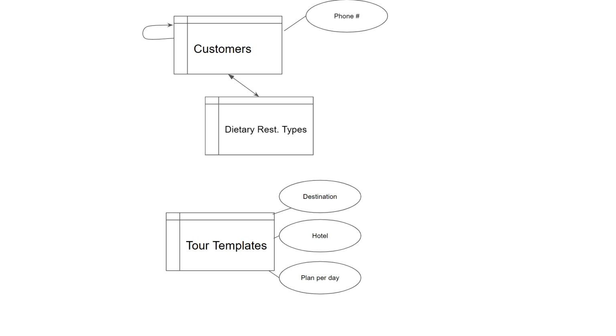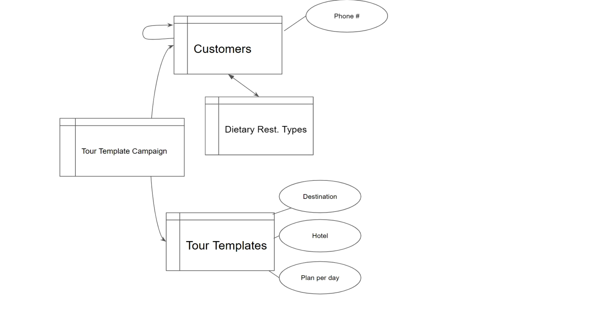In a campaign, the business advertises the plan, the tour template, to the customers. The fact that they are advertised to them is reflected in the database by a relationship between customers and tour templates. It is a many-to-many relationship and is implemented with a connecting table, tour template campaign.